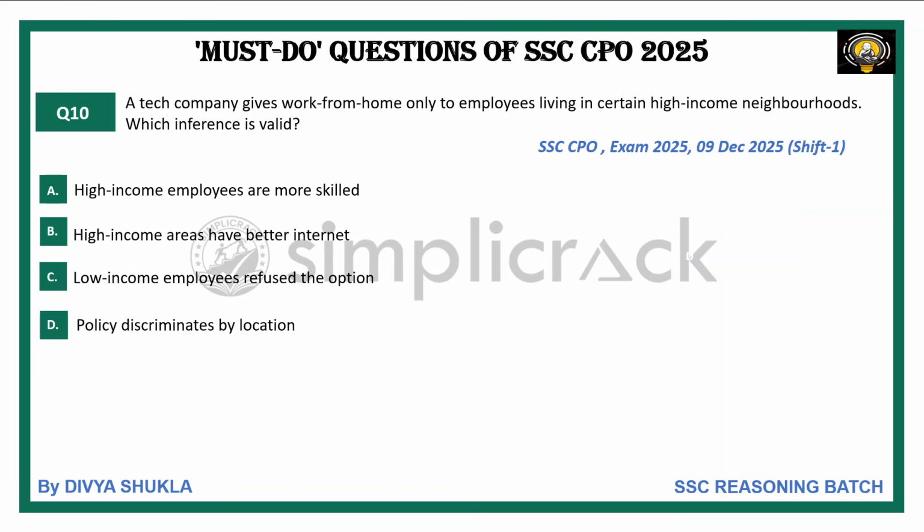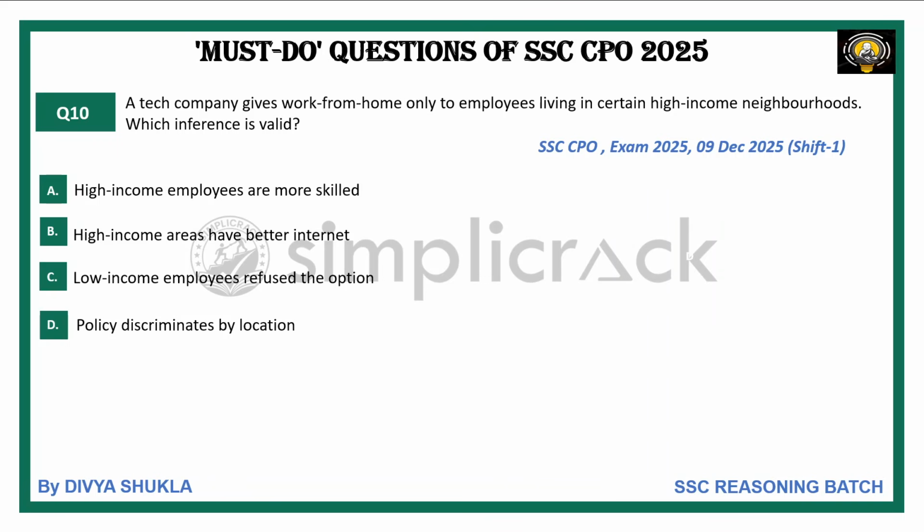Let's move to the next question. A tech company gives work from home only to employees living in certain high income neighborhoods. Which inference is valid? So there is a tech company and they give work from home only to employees who live in certain high income neighborhoods. First option, high income employees are more skilled. High income areas have better internet. Low income employees refused the option. Policy discriminates by location.